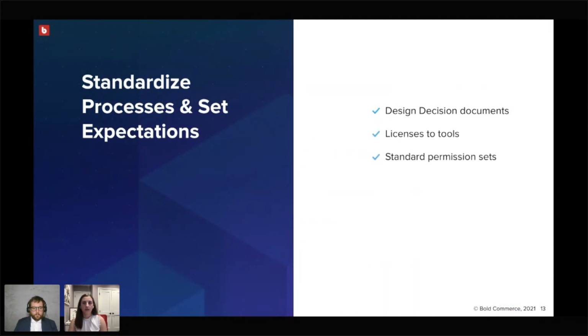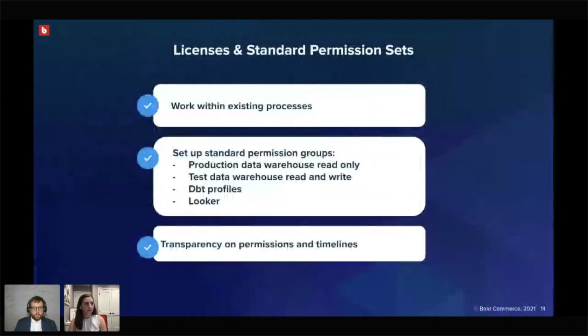The next with standardizing processes is around licenses and tools, and setting those standard permissions. So again, we didn't go and reinvent the wheel. We worked within our IT and our SRE teams with our current processes to set up standard permission groups that would suit the majority of the users at the company. So this included setting up 4 primary permission groups across BigQuery, DBT, and Looker. So those key tools that we have onboarded onto the team. So now that they're set up, we've actually removed a major barrier for individuals to access the systems, and anyone can just submit an IT ticket and get added to that group.